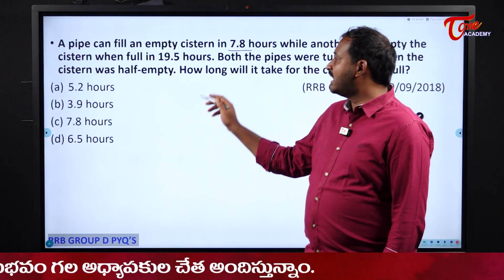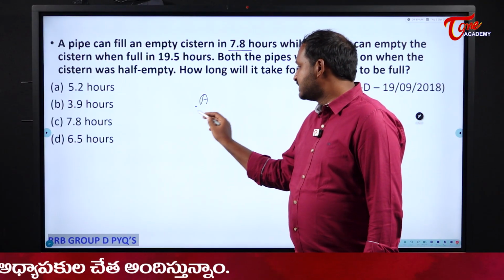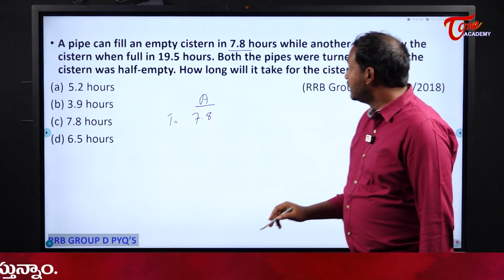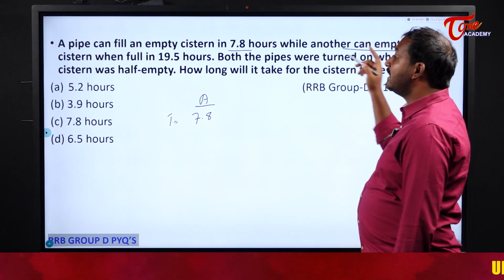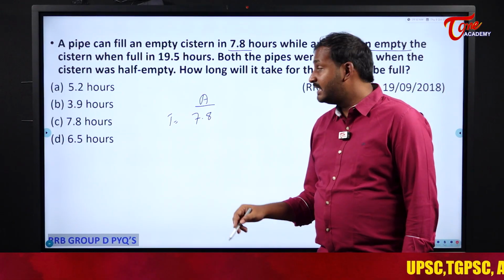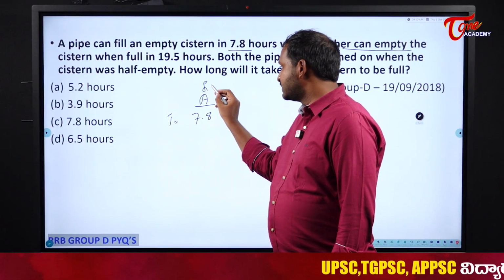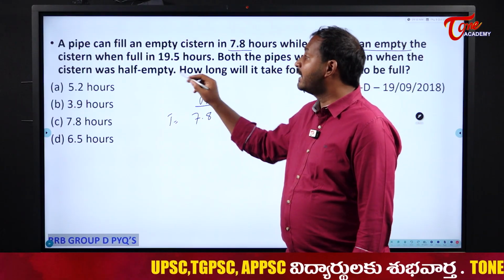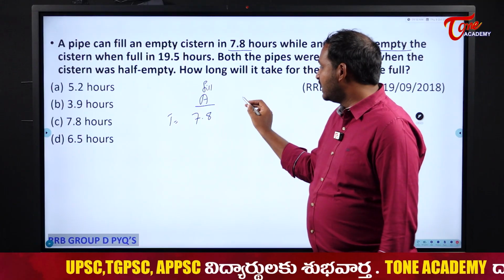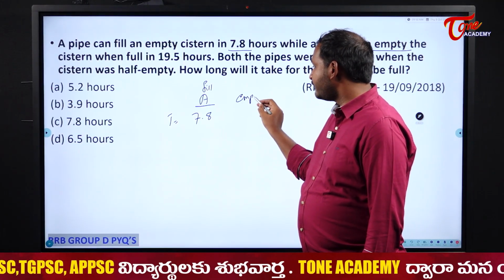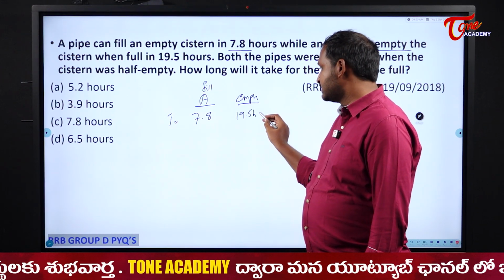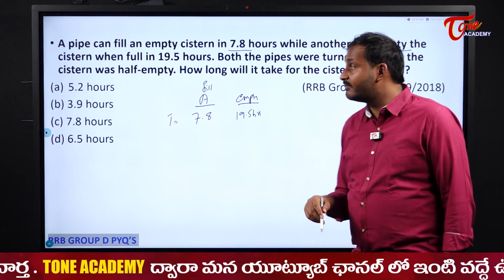A can fill an empty cistern in 7.8 hours. So time taken by A is 7.8 hours. Next, while another can empty the full cistern in 19.5 hours. So this is a fill pipe, students, pipe A. Next, there is an emptying pipe. It can empty the full cistern in 19.5 hours.